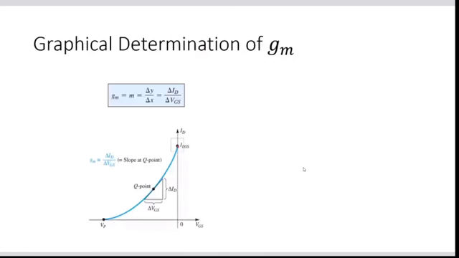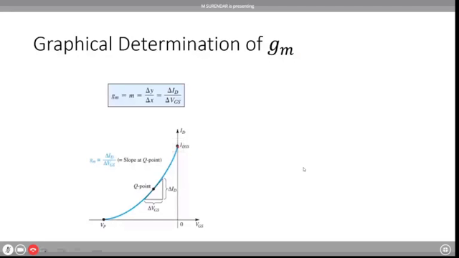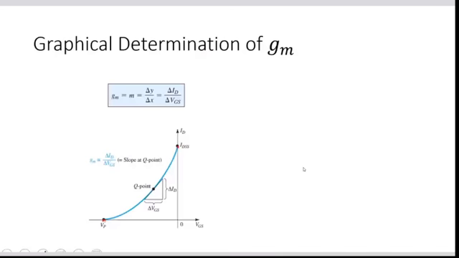For VGS equal to 0, these are the two points. And in between, when VGS is equal to VP by 2, I am taking it here. Then ID is equal to IDSS divided by 4.